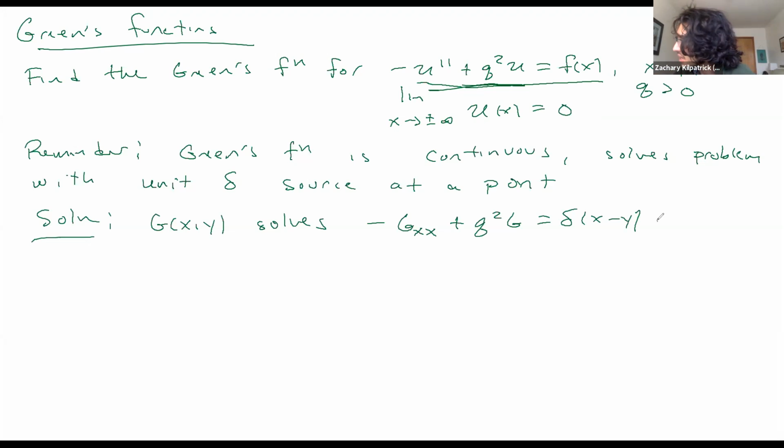Okay, and in this case, x and y are both going to be real numbers, and we also need for G to inherit the boundary conditions. So it needs to tend to 0 as x goes to infinity. Okay, so how do we handle this problem?